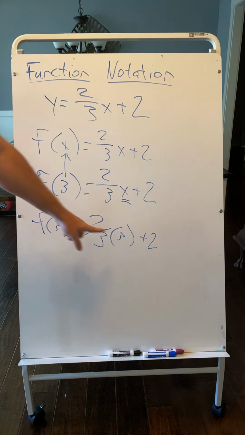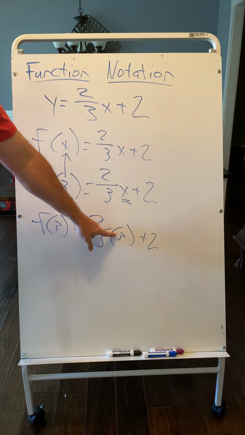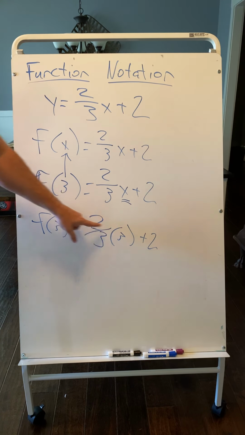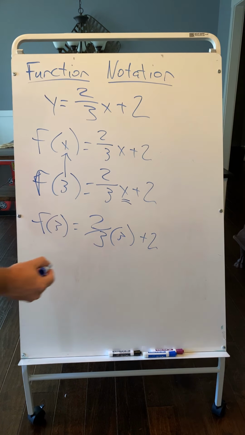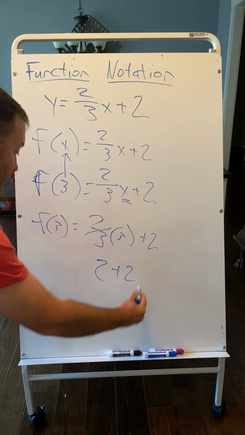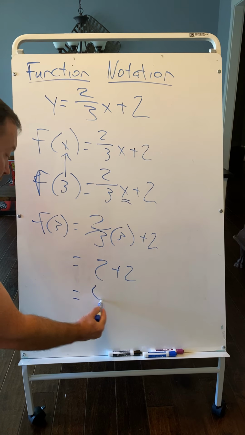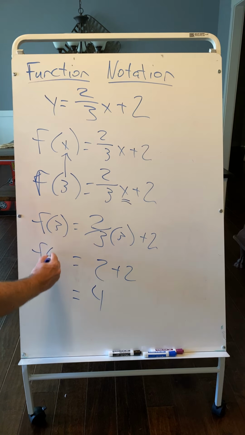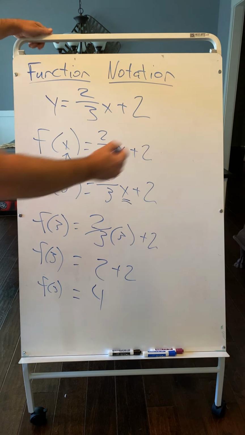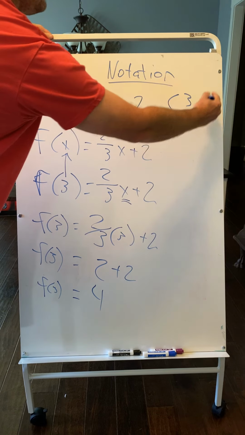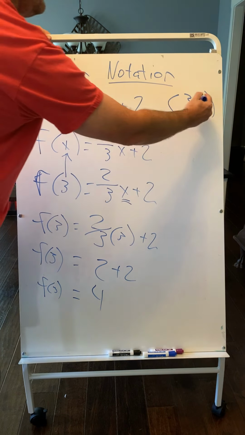So how do we multiply a whole number times a fraction? We said we take the whole number and multiply by the top. What's 3 times 2? It's 6. And then 6 divided by 3, you get 2. So you get 2 plus 2, which gives you what? 4. So when I plug 3 in for x, my answer turns out to be 4.